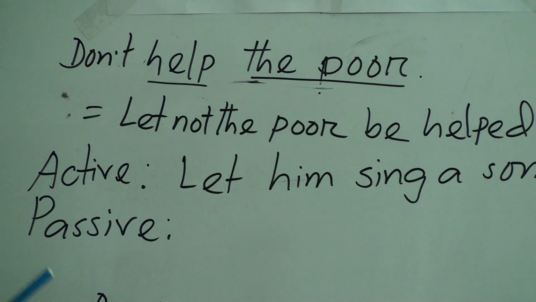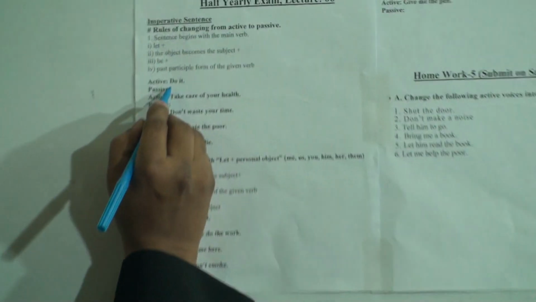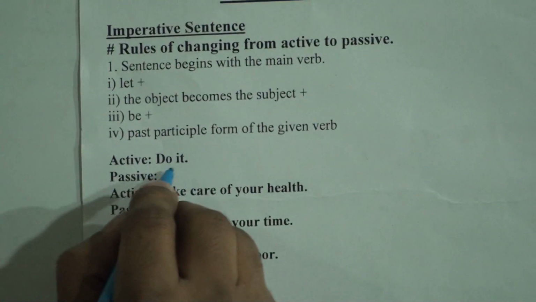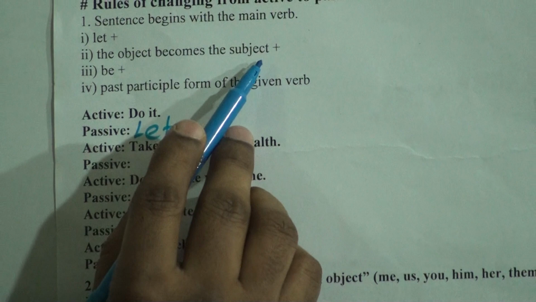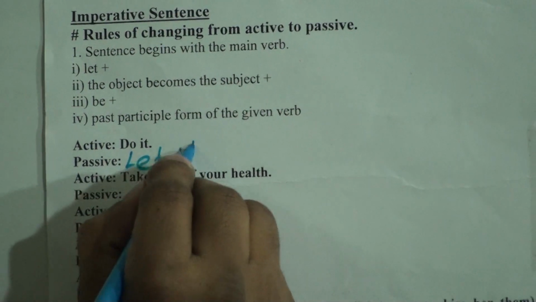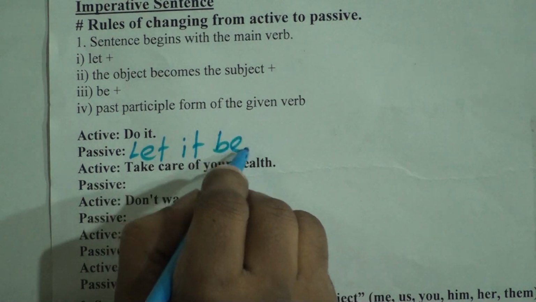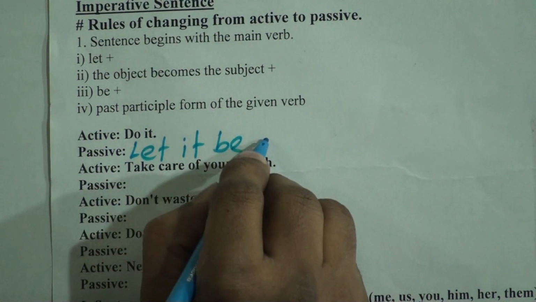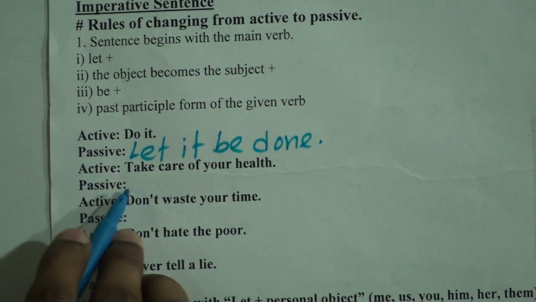Let's go to the rule first. Come here please. Active: "Do it." First we have to put let, and then the object becomes the subject. Here "it" is the object, it will become the subject. Let it. Then we have to put be, and then the past participle of the main verb: do, did, done. Understand?